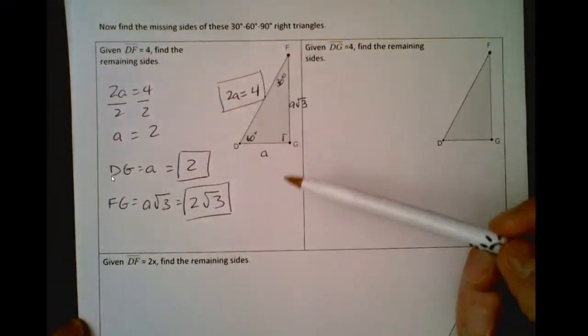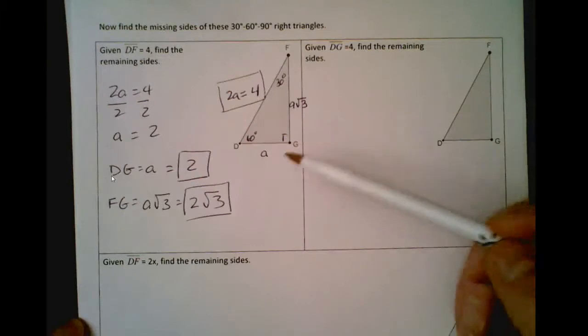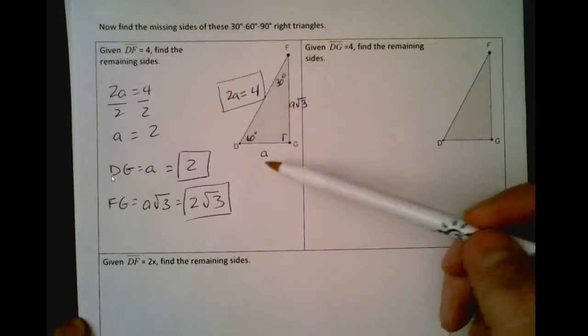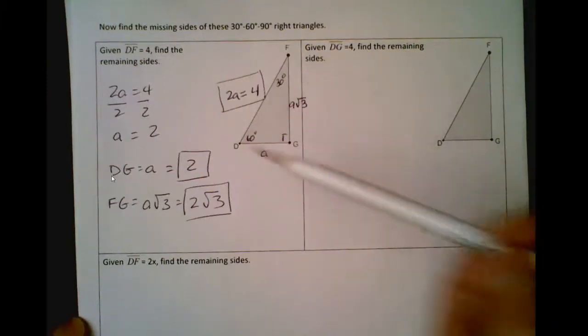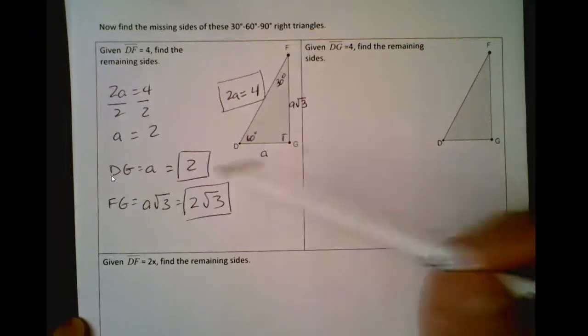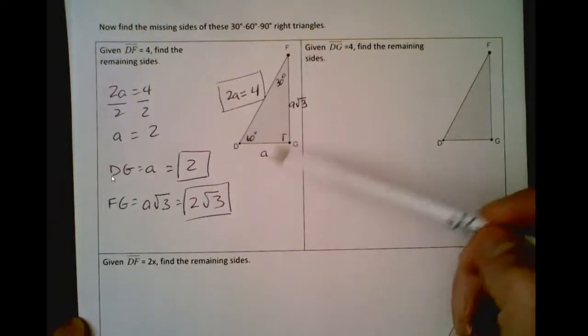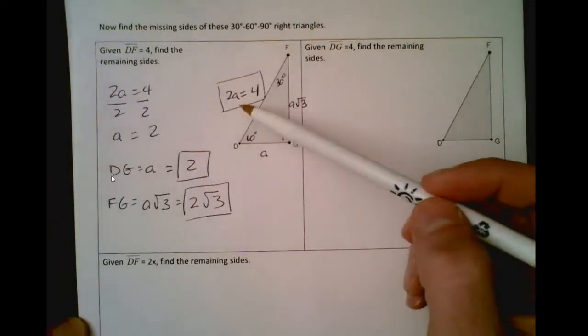Again, you can use any variables you want. I'm going to use A just because I know in some of our other problems they're going to use x's and y's and z's and maybe some v's, and I don't want to have the same variables. So short leg A, long leg A root 3, hypotenuse 2A.